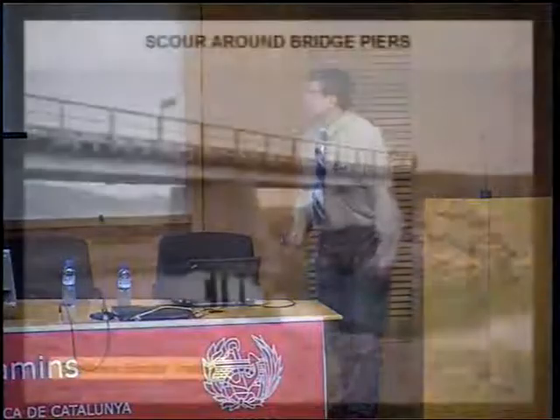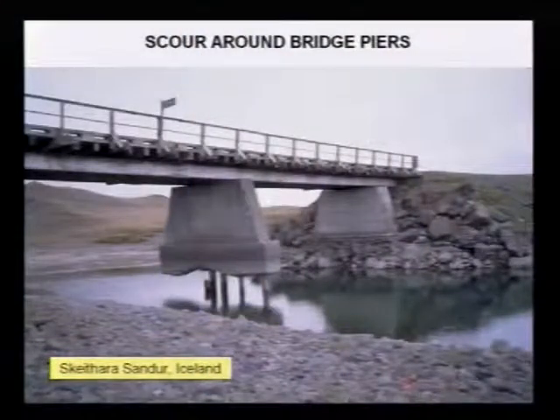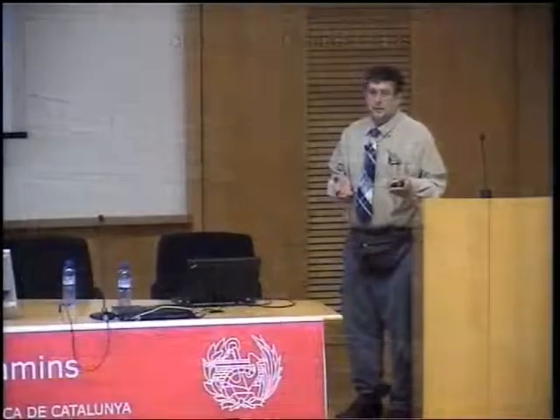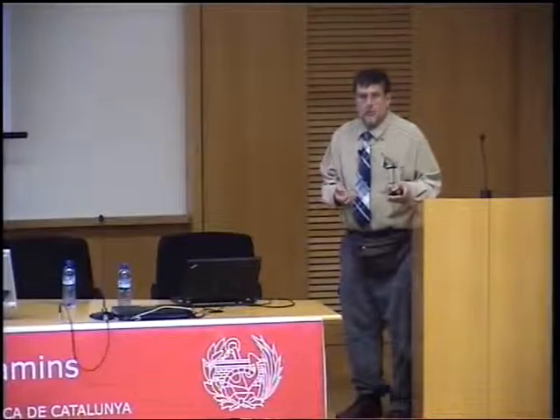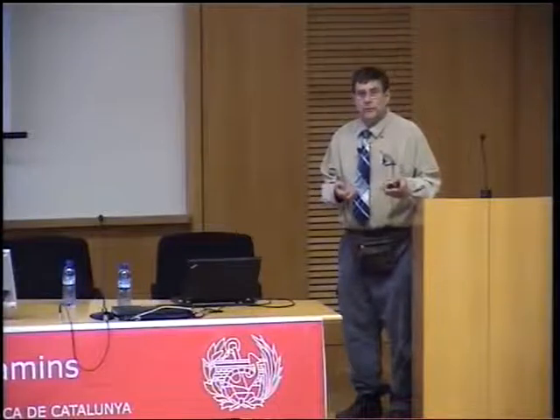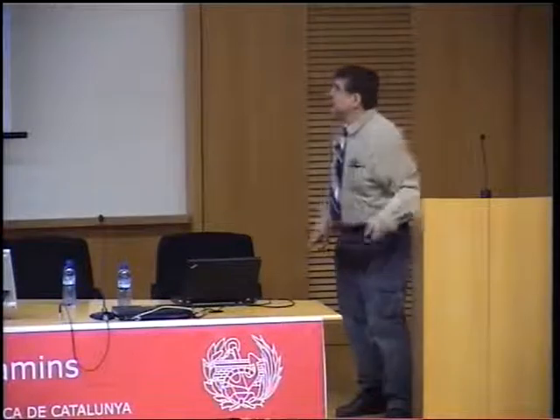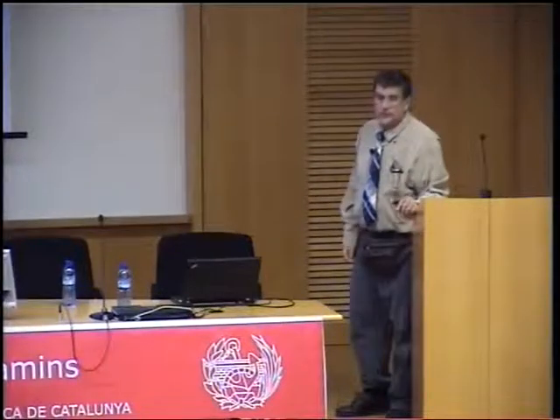Okay, I'm going to talk about scour around bridge piers, a very popular topic with civil engineers. The particular example I show here is from the Skeiðará Sandur in Iceland. In 1996, there was a volcanic eruption underneath a huge glacier, creating an event called a Jökulhlaup. I believe the peak flows were 30 to 40,000 cubic meters per second, melting ice under the glacier and a huge outflow. And this caused a huge amount of damage to the infrastructure in Iceland.